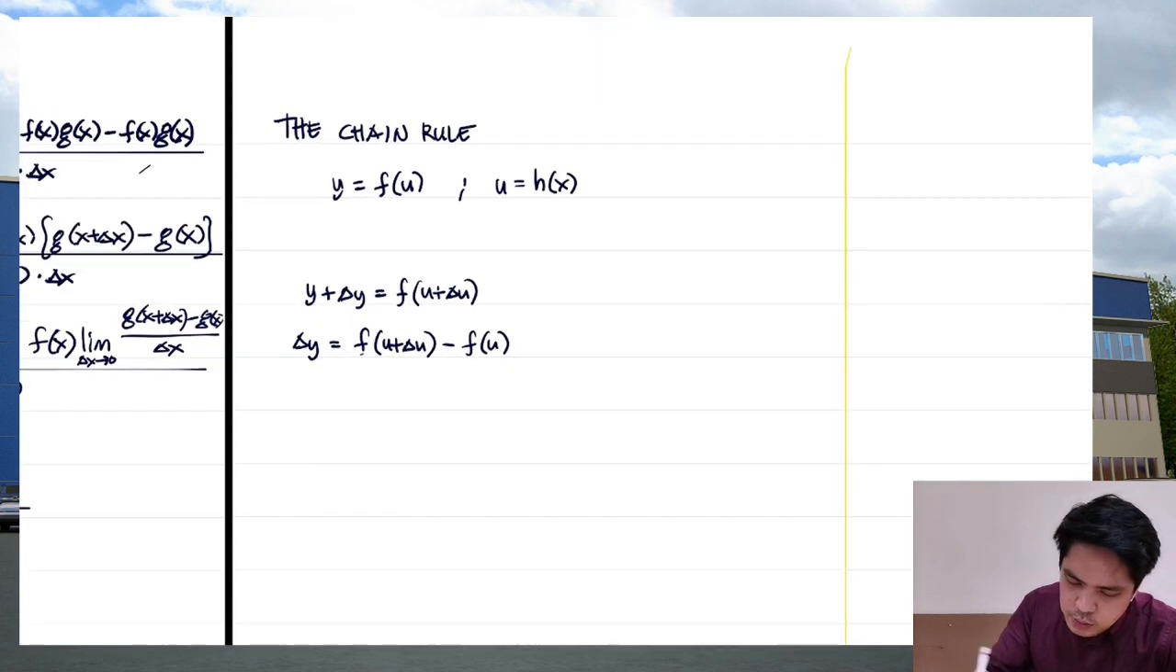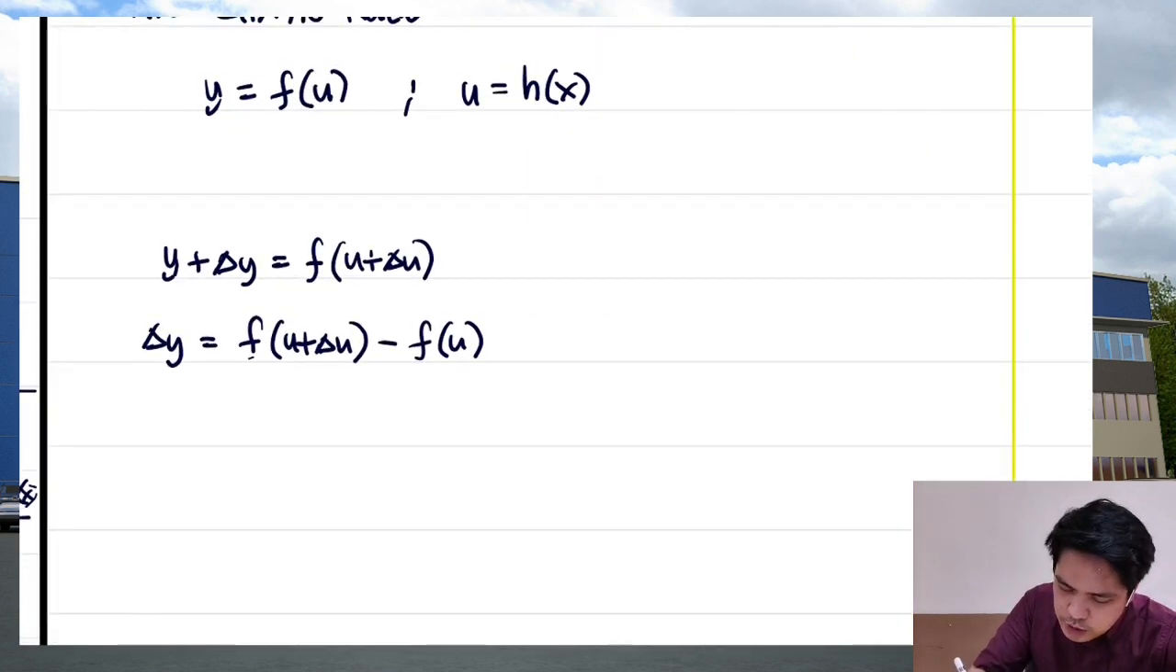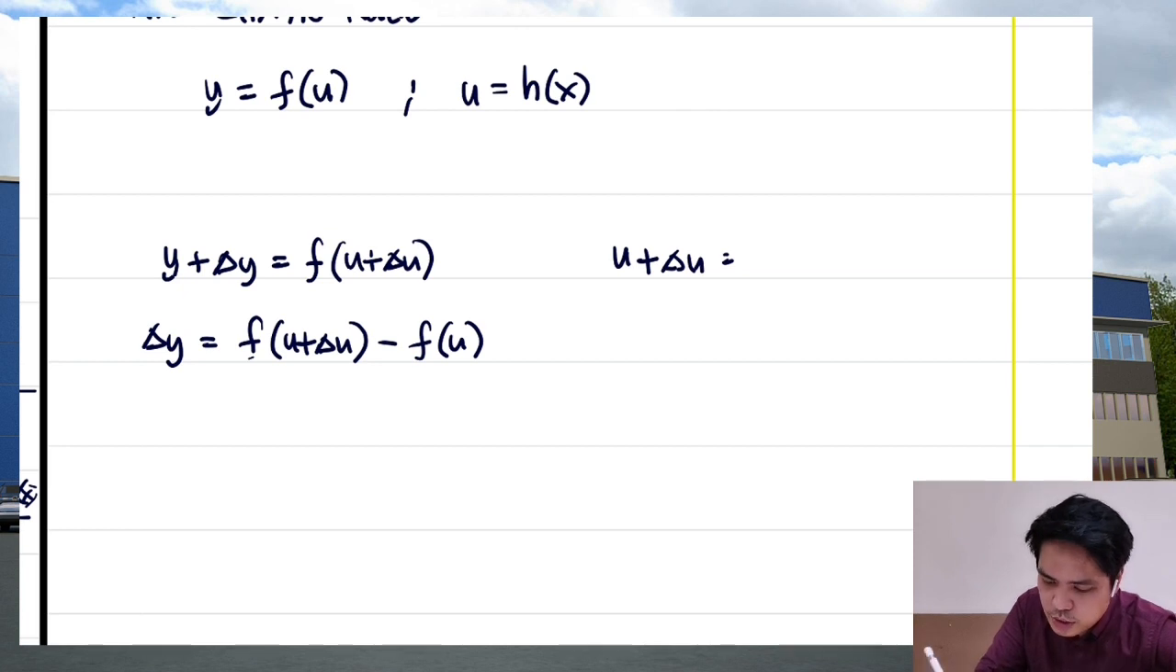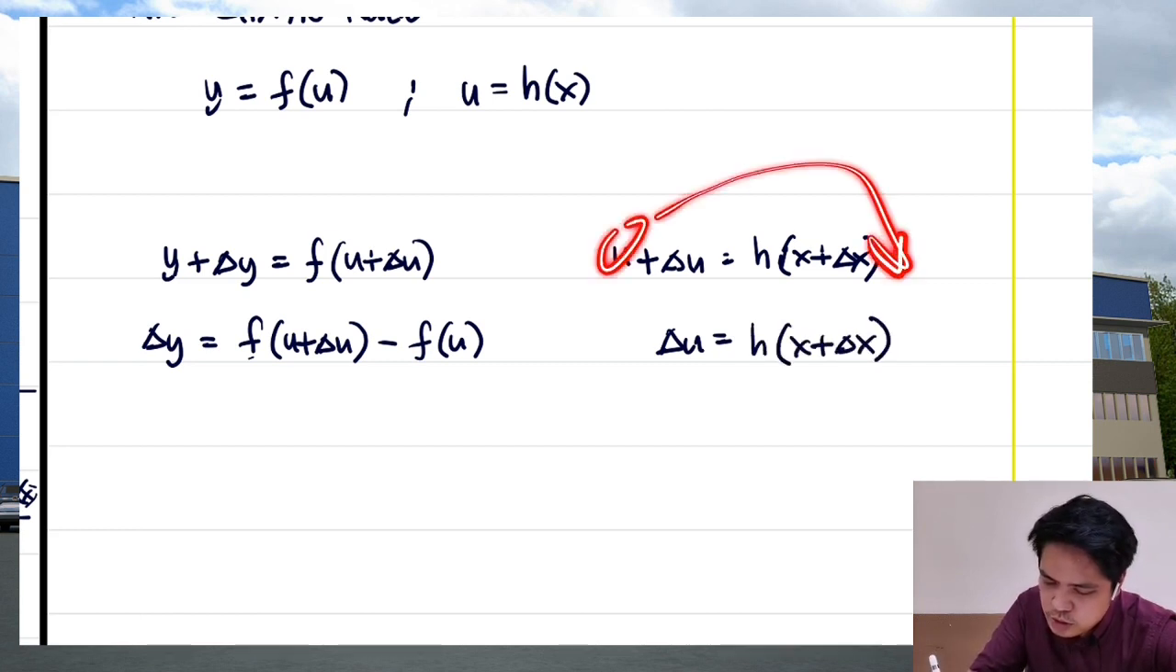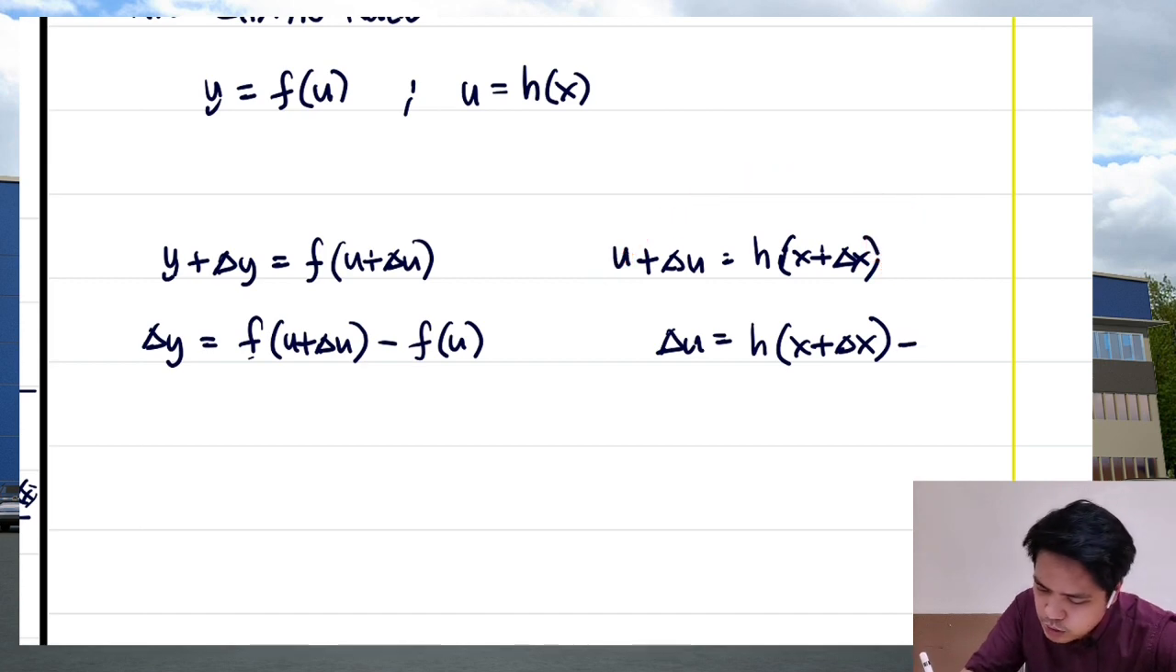Okay? Same way, if there's a change in u, ito siya, kasi nag-delta u tayo dito. If there's a change in delta u, or there's a change in u, of course, that is caused by a change in x. So that would be h of x plus delta x. And delta u is equal to h of x plus delta x. Then ito, transpose to the other side, minus u, or minus h of x.